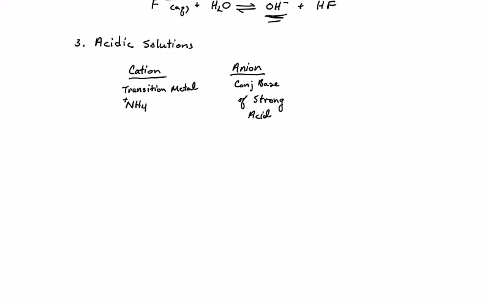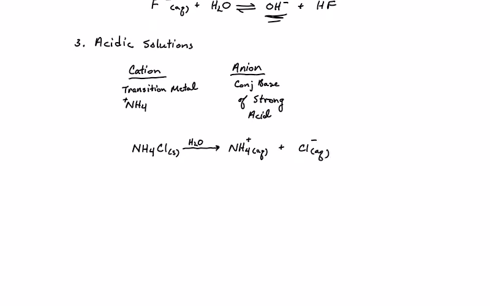So for example, if we have something like ammonium chloride and we add that to water, we're going to see solvation take place and ionization, where we get solvated ammonium ions plus solvated chloride ions.